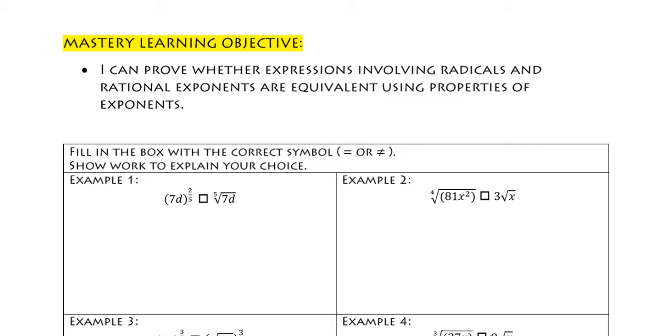Our mastery learning objective is I can prove whether expressions involving radicals and rational exponents are equivalent using properties of exponents. If you read the directions here, it says fill in the box with the correct symbol, so equal or not equal. And the important part here is to show your work. On the pre-test, I know a lot of us just guess equal or not equal, but you need to show your work in order to get this correct.